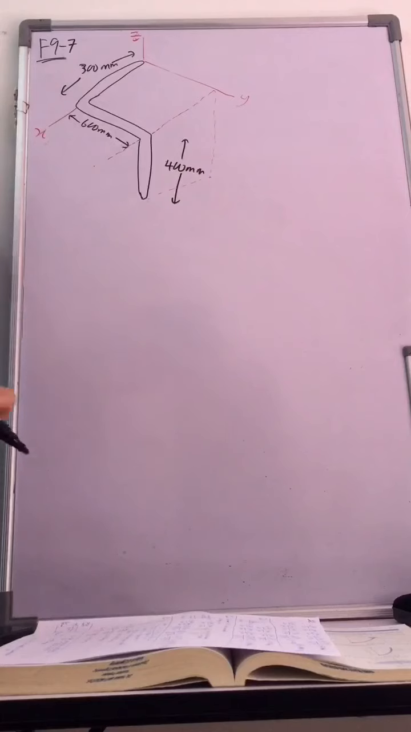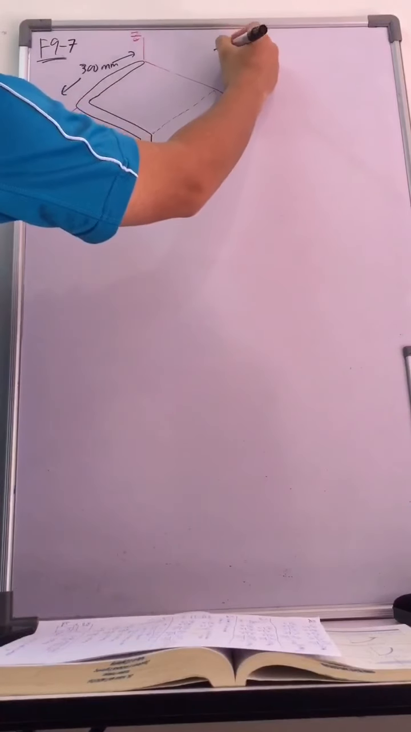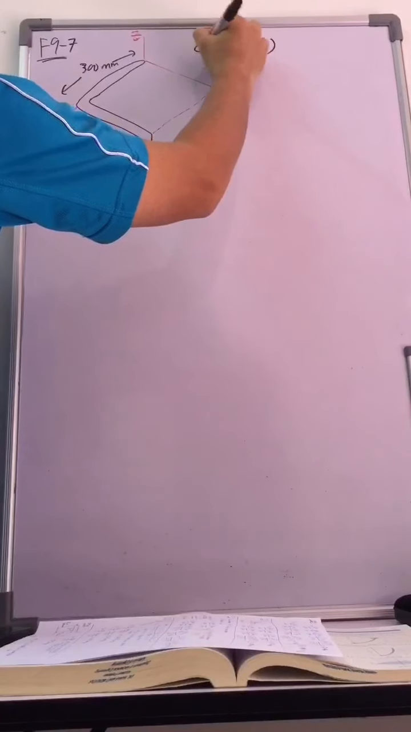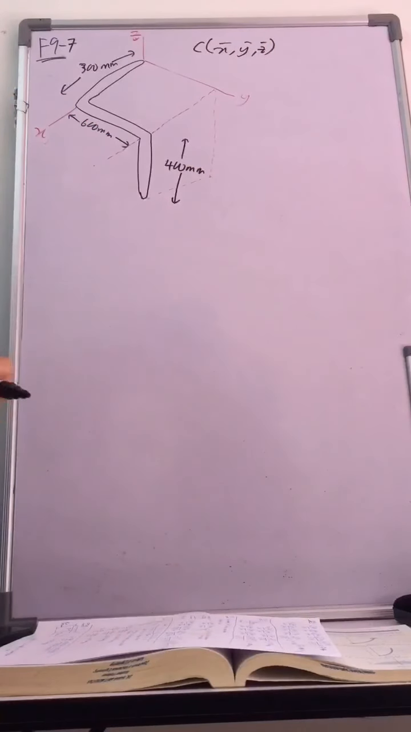So the question asks to find where the centroid is. So what is the X bar, Y bar, and Z bar? The location of the centroid of this bent wire. Okay, so how to do this?